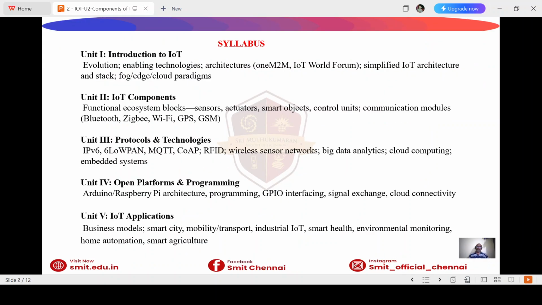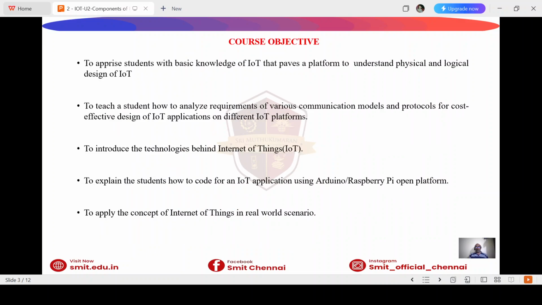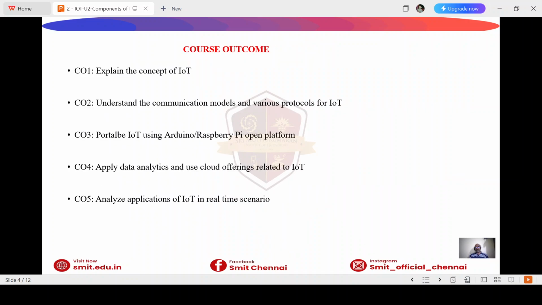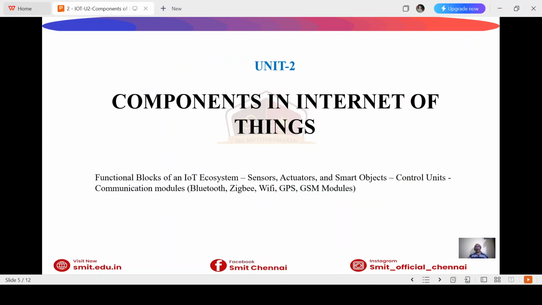Already in Unit 2 we have seen IoT components, functional ecosystem blocks, sensors, and actuators. In this video, we are going to study the next two topics, that is smart objects and control units. Let's walk through them one by one. This is the course objective of Unit 2. Again, this is the part wherein we are going to analyze the various communication models as well as protocols. And the outcome is exactly an understanding of both.